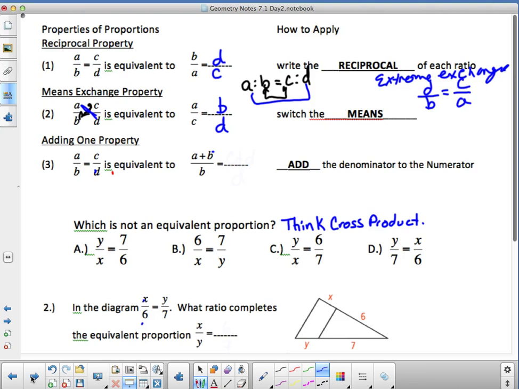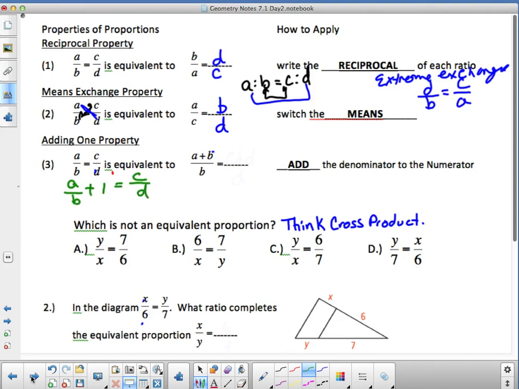You can get there using the reciprocal and the means exchange, but I just wanted to tell you it's a property, depending on the text that we work with. The text you have online actually doesn't talk about the extremes exchange property, but it's a real property. The last one here is something called the adding one property. I always get folks who look at this and say, what are you talking about? You're adding one, but you've got a B in there? Where did that come from? So let's discuss the adding one property.